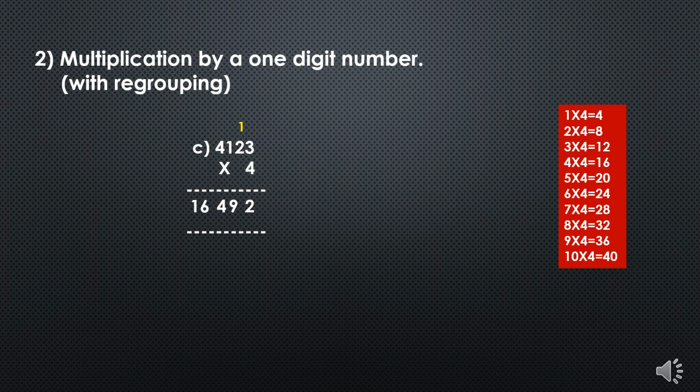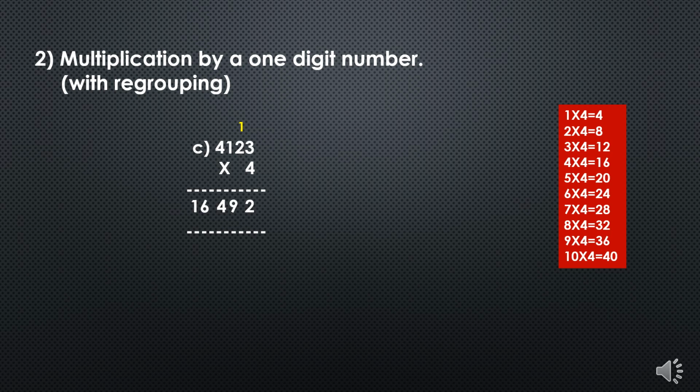Next we are multiplying a one-digit number with regrouping. The question given is 4123 into 4. So we should know the table of 4. Dear children, you all should learn multiplication tables by heart. Then only you can do multiplication correctly and fast. So we can start from the unit place. The unit place digit is 3. 3 we want to multiply by 4 first. 3 4s are 12. In 12, the unit digit 2 only we are writing. The tens digit we will write on top of the tens digit here.